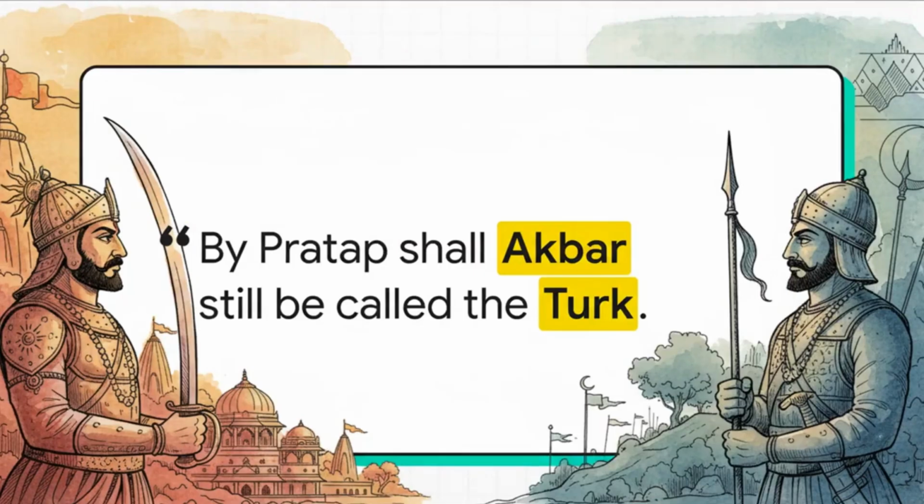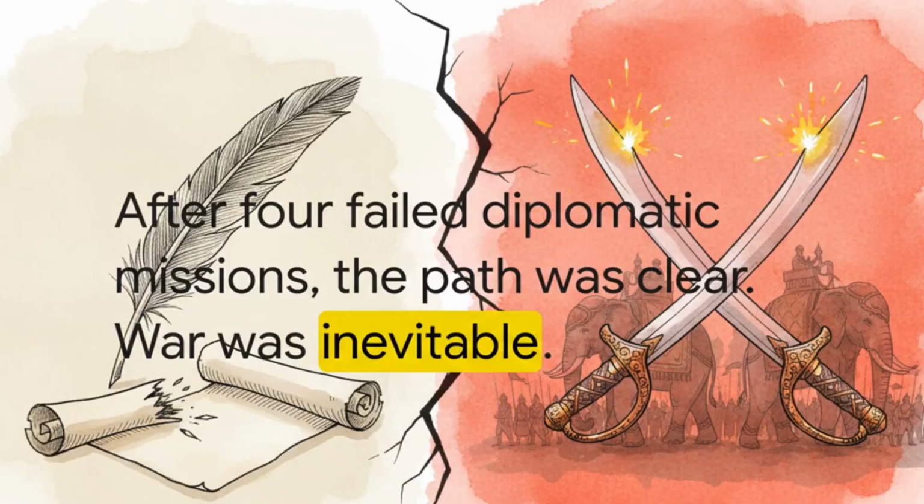And this quote, wow, it just perfectly illustrates where Pratap's head was at. It's attributed to him, and it frames this whole conflict not just in political terms, but in cultural and religious ones. He saw the Mughals as foreign rulers, Turks as he called them, and he swore he would never, ever accept their authority. So after 4 failed attempts at peace, you can see where this is going. The talking was done. The only thing left on the table was war.